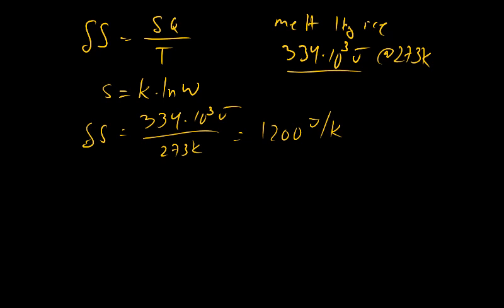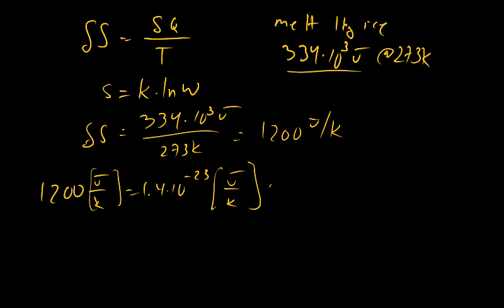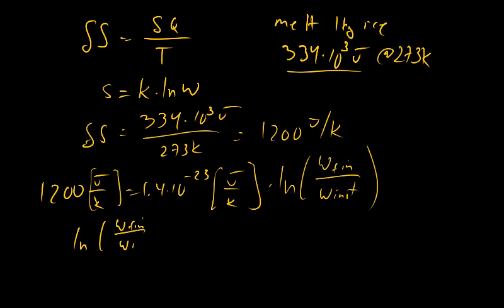1,200 joules per Kelvin. Relating this to the change in the number of configurations, we get 1,200 joules per Kelvin is equal to K, which is Boltzmann's constant, 1.4 times 10 to the negative 23 joules per Kelvin, times the log of the ratio of the final to the initial number of configurations. Then this ratio, final to the initial, the log of that, becomes about 8.7 times 10 to the 25.